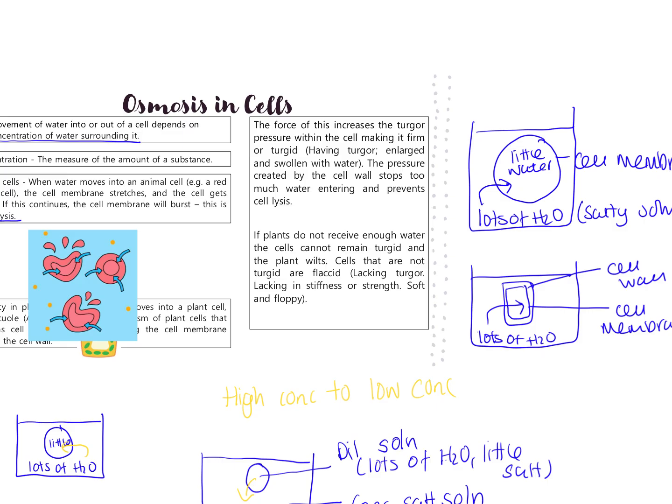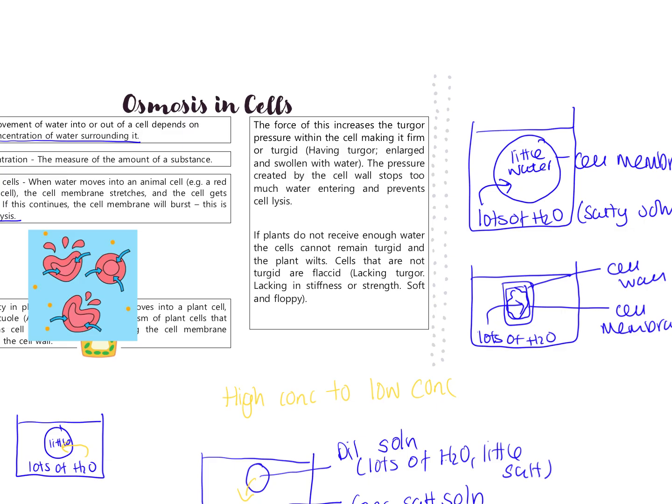okay? Now, the pressure created by the cell wall stops too much entering and prevents cell death, which is our cell lysis. So unlike the animal cell here, if it keeps taking in water and keeps taking in water and keeps taking in water, it's going to burst because there's nothing there that's going to stop it. With this one here, because I have my cell wall, the cell wall will get to a point and goes, enough's enough, no more. And this here, our vacuole, is going to take in the water and push against it. So it causes our cells to actually get thicker. And once it gets thicker, it'll push against your cell wall.